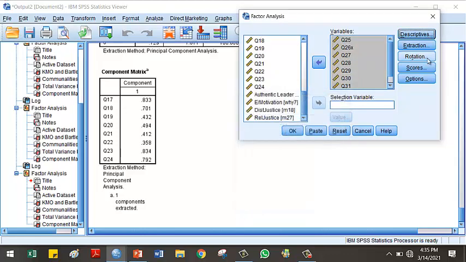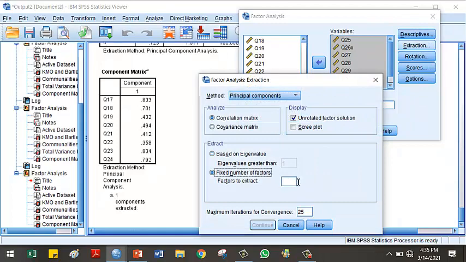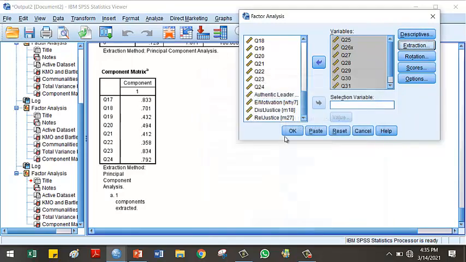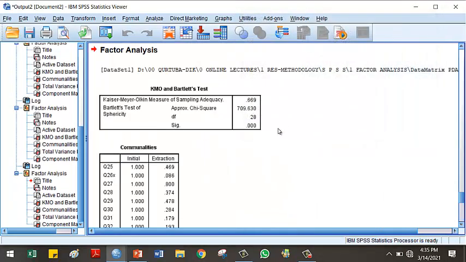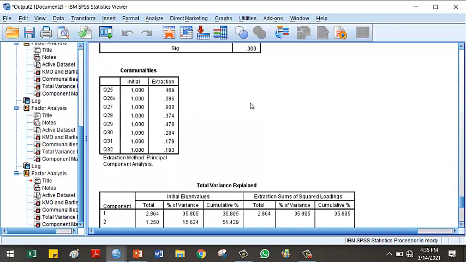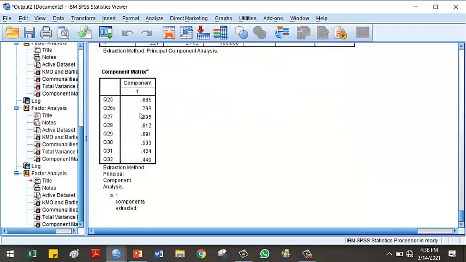Descriptives, KMO and Bartlett test, factors. And OK, again, here is the problem. The KMO score is 0.66, which is less than 0.7. So there must be some problem with the questions. Yes. Question 26 is giving the factor loading of 0.293, which is far less than the required minimum score of 0.4.